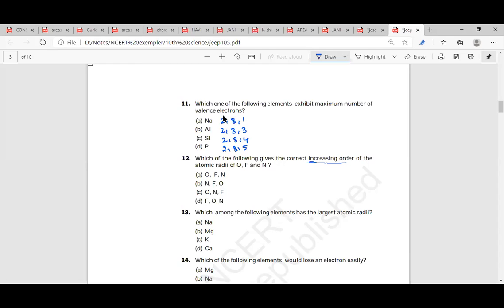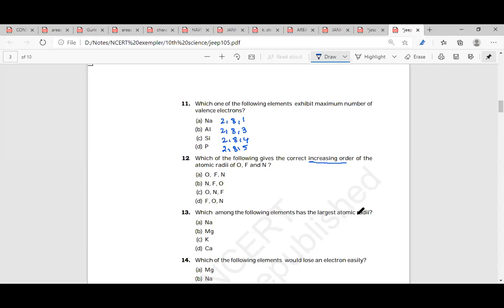Along the period, the atomic radii decreases. So that means in reverse order it will increase. So come from last to first. Fluorine, oxygen and nitrogen, fluorine is present on the rightmost corner. Fluorine, then before that oxygen, and before that nitrogen. So F, O, N in increasing order.